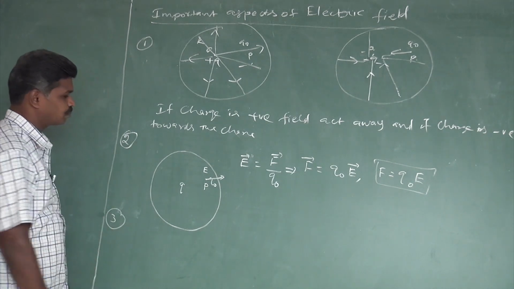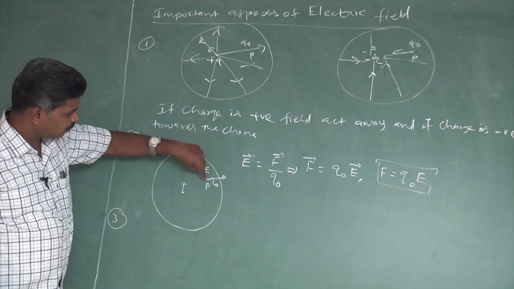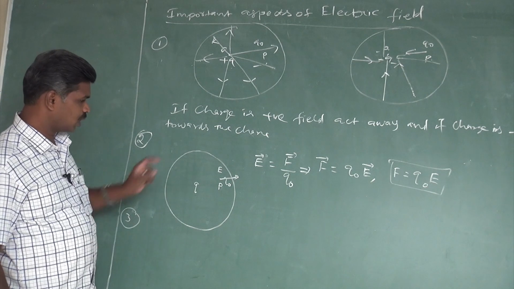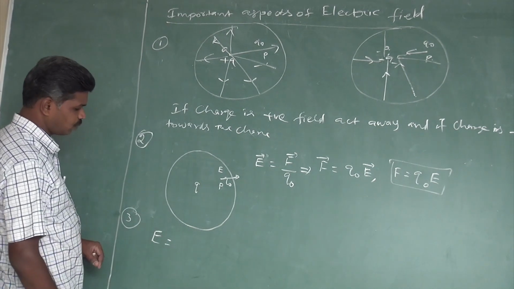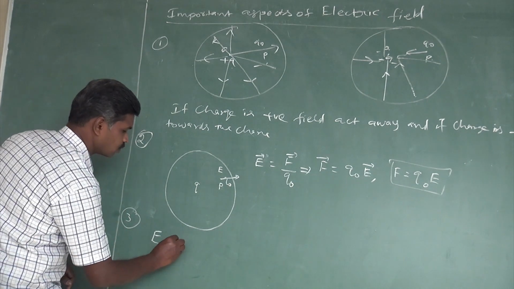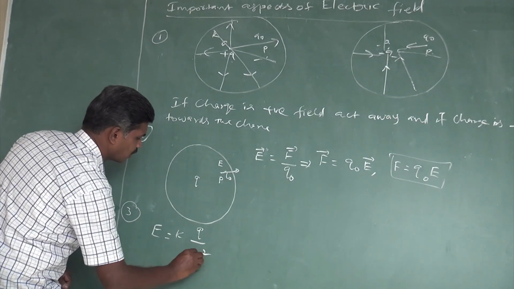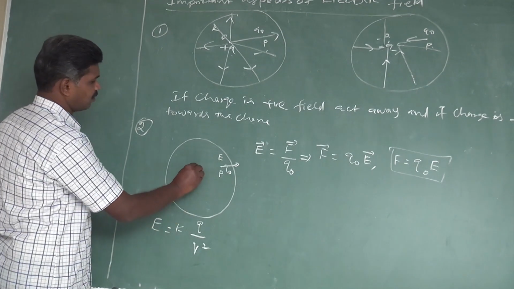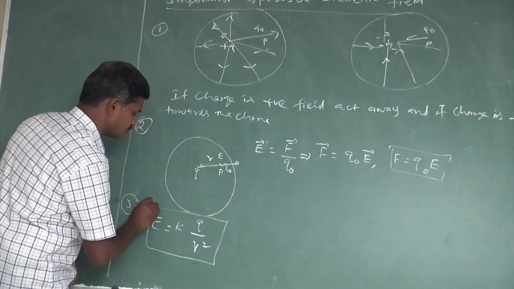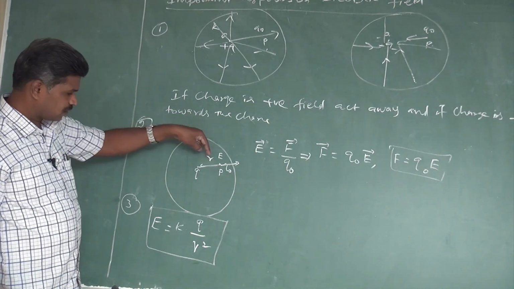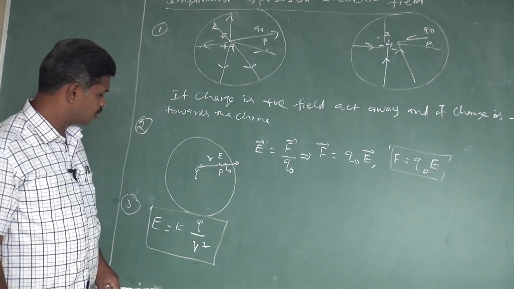Next, the third one. We have a formula for field intensity at a point. What formula do we have? Taking the magnitude alone, E is equal to K into Q by R squared. If the distance from our charge is R, then the field intensity at any point at distance R is E is equal to K into Q by R squared.